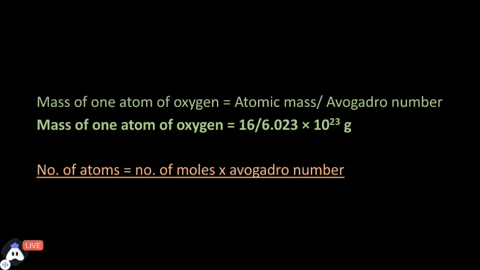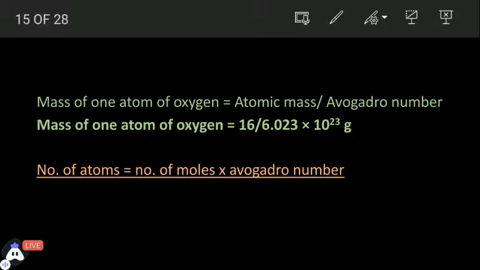Now, if we talk, the correct answer. See how we will calculate this. If we talk about mass of one atom of oxygen, the formula is very simple. That is atomic mass upon Avogadro number.